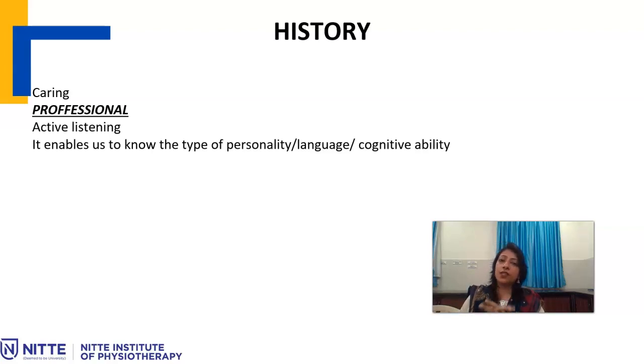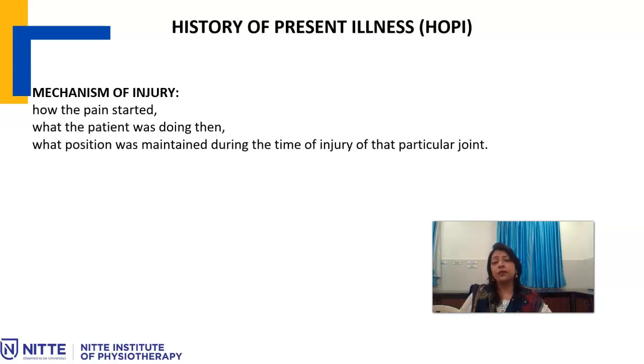Coming to the history of present illness, again, you need to be caring, yet professional, and have an active listening attitude. It enables us to know the type of personality, language, and cognitive ability of the patient. In the history of present illness, you need to ask about the present condition. So if a patient has come to you today, you will have to ask how did it start?